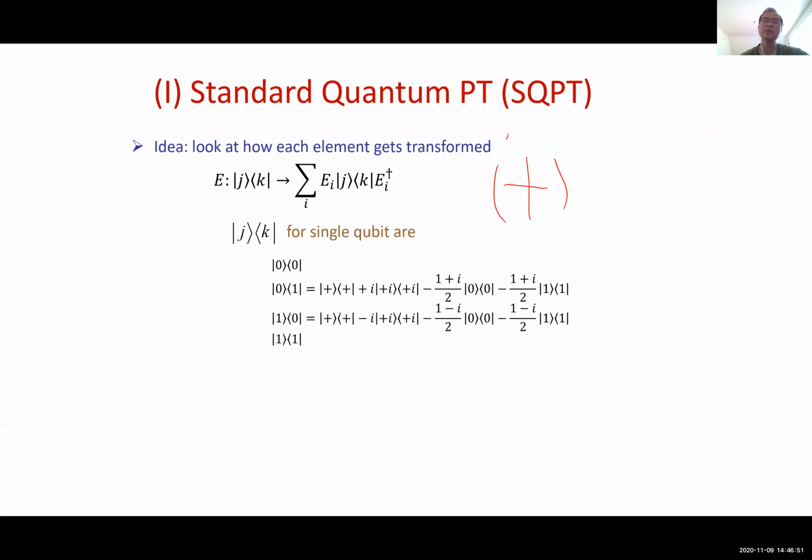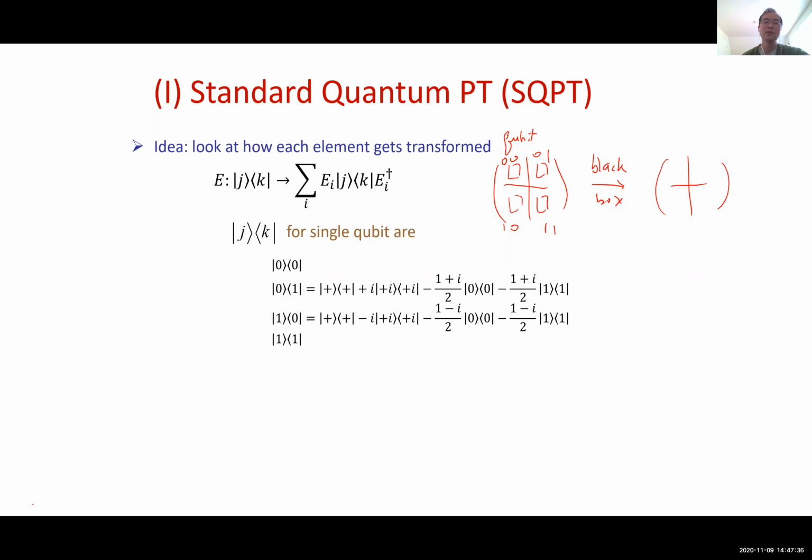This is exactly what you want. If we know how each component transforms, then we basically know everything. So you're asking how the components 0,0, 0,1, 1,0, and 1,1 each transform under this black box.